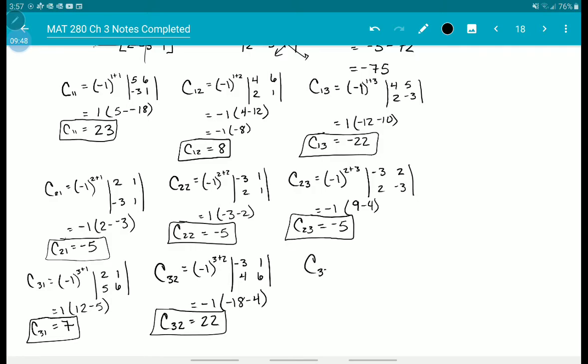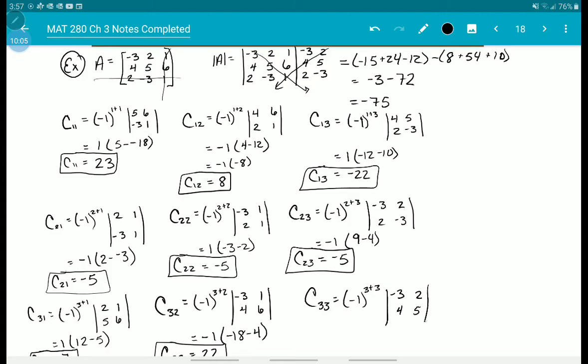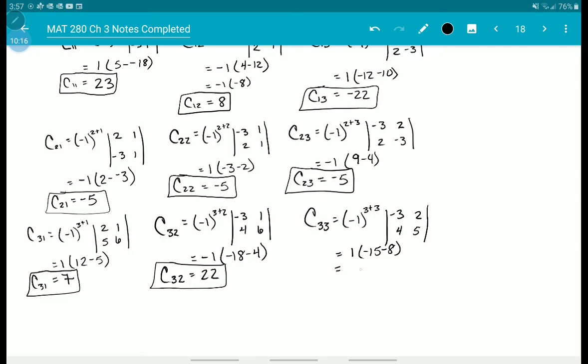And then C33. So we have negative 1 to the 3 plus 3. We have taken out the last row and the last column. We're left with negative 3, 2, 4, 5. Negative 1 to the 6th is a positive 1. So our cofactor is negative 23.